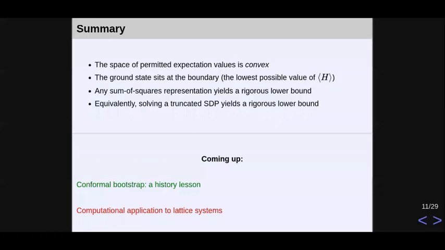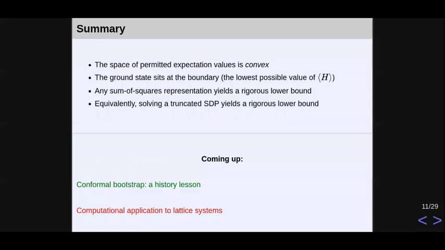All right, so to sum up, the space of permitted expectation values is convex. The ground state sits at the boundary of that space, and it can be obtained by writing down the Hamiltonian, which in this space is just a linear function, and minimizing the Hamiltonian. You hit the ground state as you sort of roll downhill. You could do either sum of squares or solving a truncated SDP, semi-definite program.